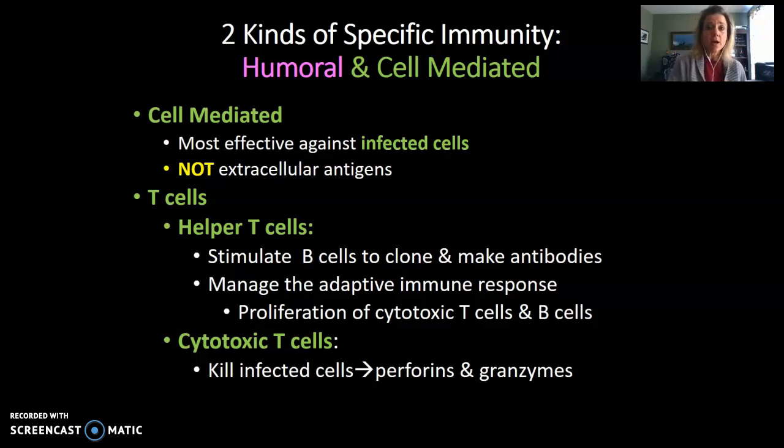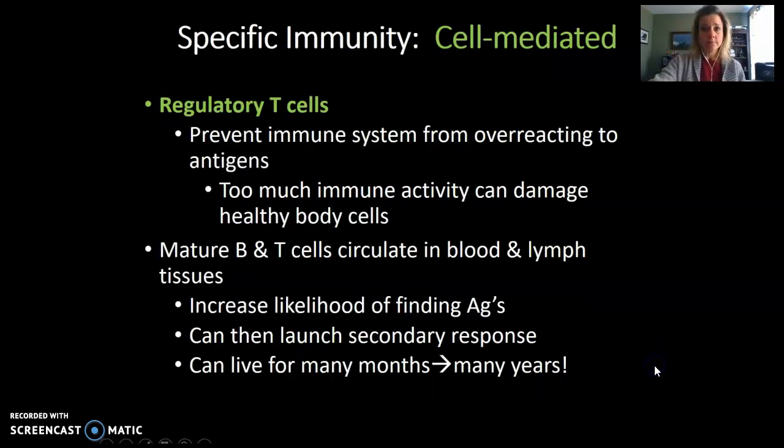Cytotoxic T cells are the killers of the group. They are going to use chemicals to kill infected self cells so that the spread of the antigen is slowed down or stopped completely. And they're going to use the same kind of chemicals that the natural killer cells use in order to dissolve the infected self cells from the inside out.